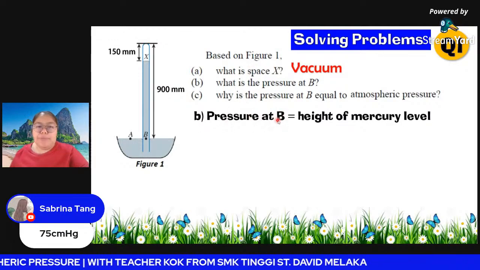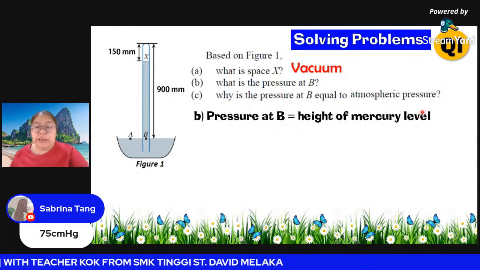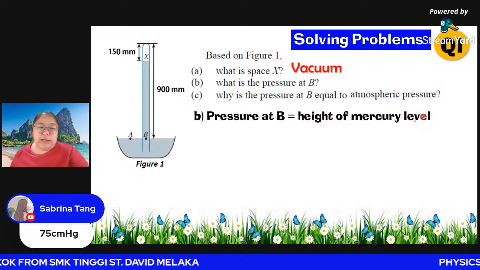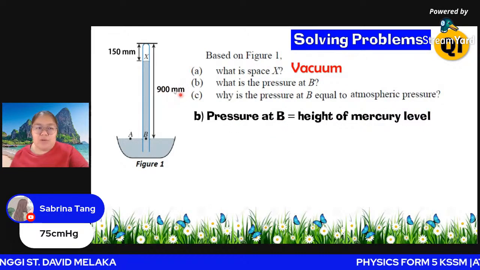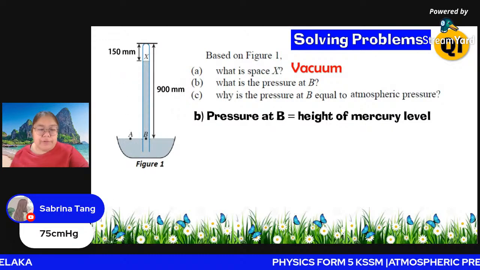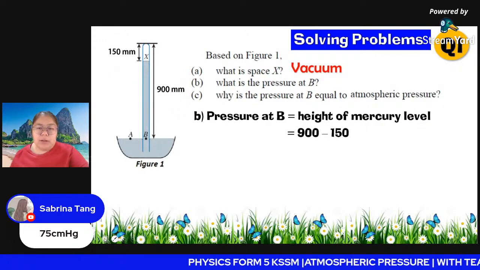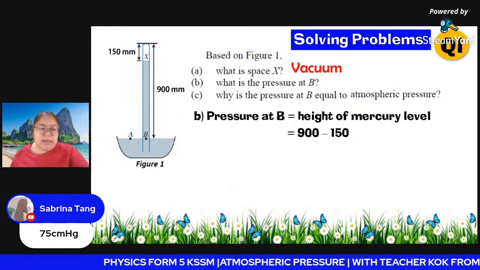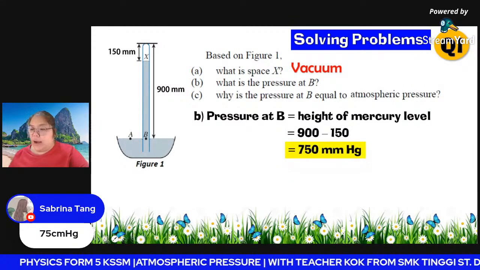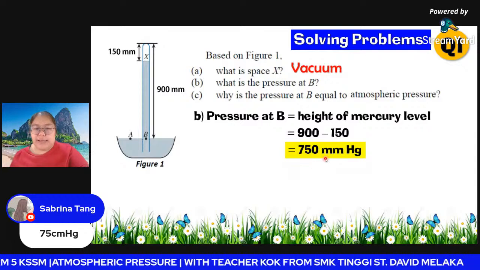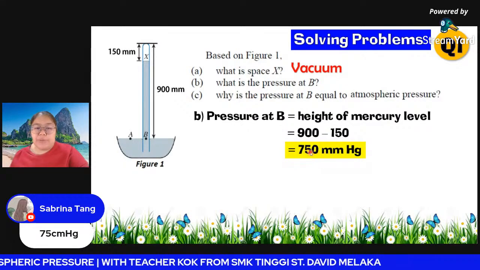Okay, pressure B is the same as the height of the mercury level. Okay, the level is how many? We take 900 minus 150 mm. Okay, so after minus, I get it. Yeah, correct. So if you convert to cm, this one becomes 75.